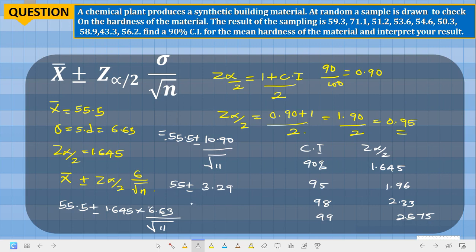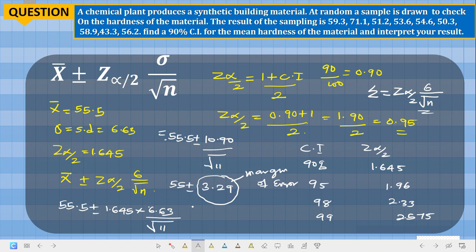Okay, now what are we going to do? This value here that we've calculated as 3.29 is what is called our margin of error. That is to say, if there should be any error, it should be within plus or minus 3.29. Are we getting it now? So the formula for margin of error E is Z alpha over 2 times the standard deviation all over root of n. Exactly. So our 3.29 is our margin of error.